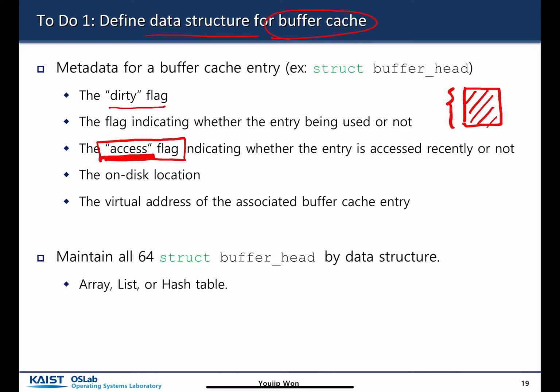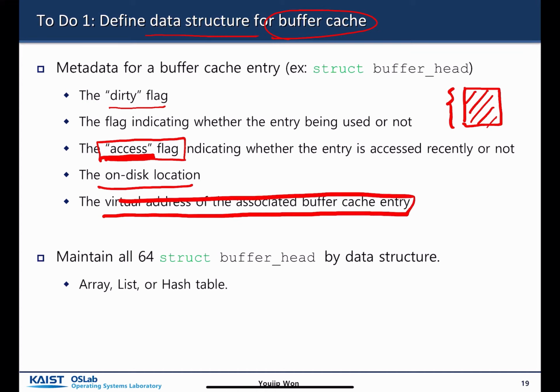And also it has to have an on-disk location, and then of course it has to have a virtual address of the associated virtual cache entry. So we are going to allocate 64 pages for the buffer cache. So we need 64. Let's name the data structure buffer head. So we have to allocate 64 buffer heads when the system starts.